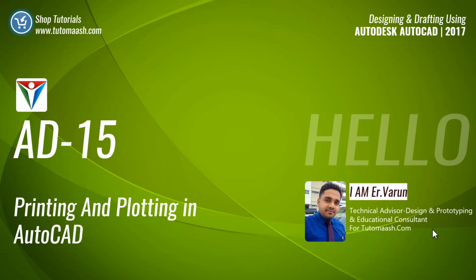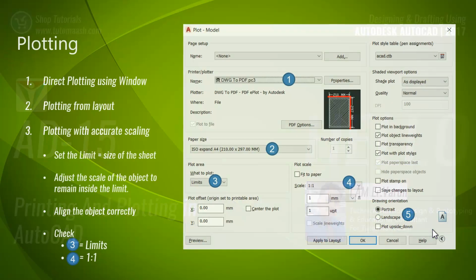In this session, we will be discussing printing and plotting in AutoCAD. As we know, we have already discussed how to set a sheet in AutoCAD. Printing and plotting plays a key role in designing. The drawing which you have designed in AutoCAD has to be printed. So there are several ways to plot or print in AutoCAD.